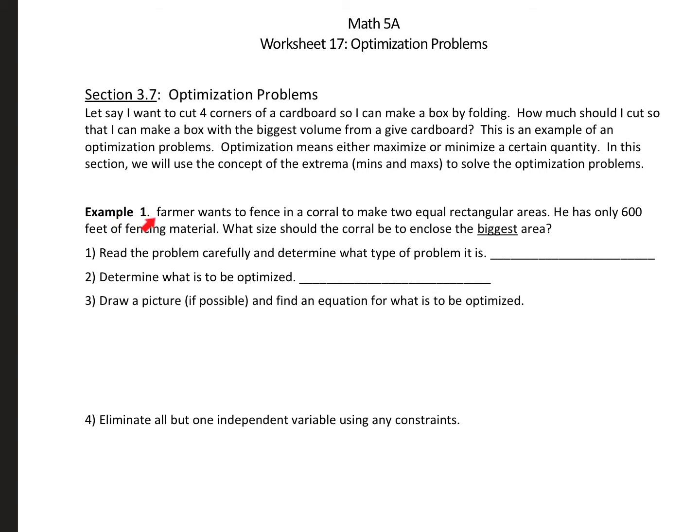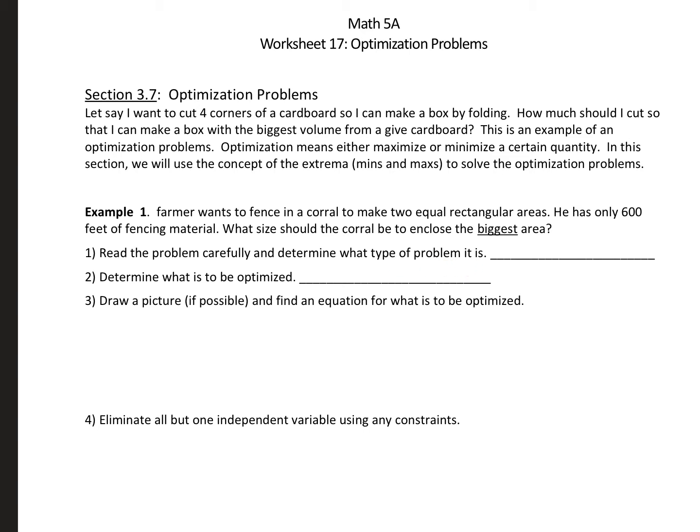All right, let's look at example 1. A farmer wants to fence a corral and make 2 equal rectangular areas. He has only 600 feet of fencing material. What size should it enclose so that it has the biggest area? There's a lot of information happening. They're saying 2 equal rectangular areas, and he has fencing material, which is 600 feet. Read the problem carefully and determine what type of problem it is.